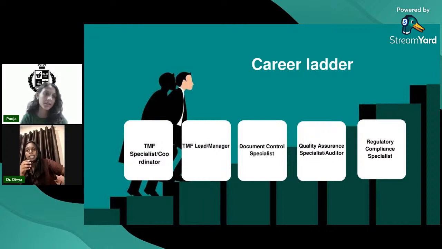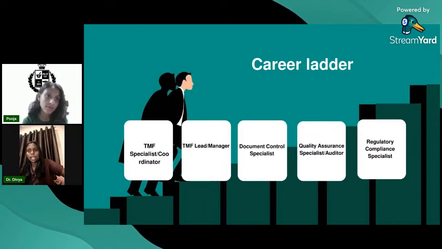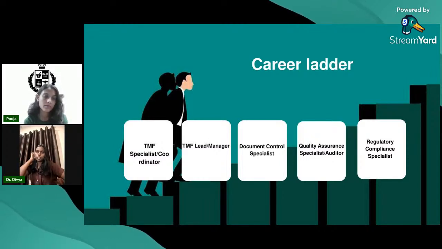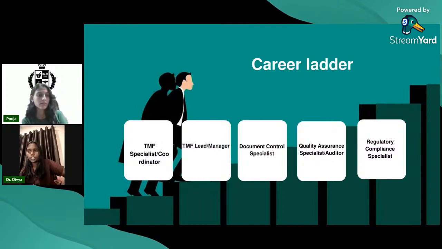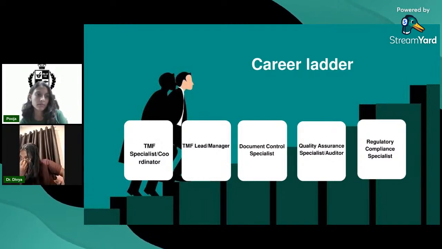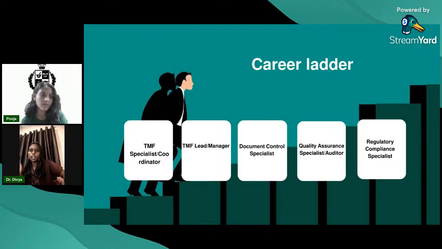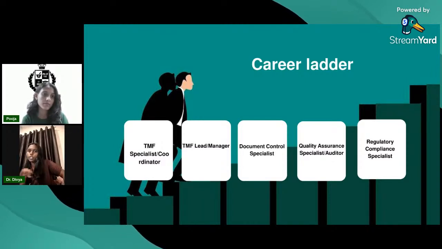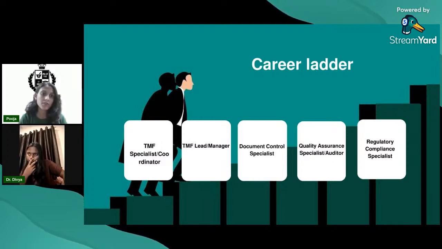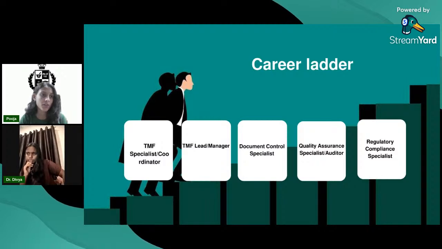Then there is trial master file lead or manager. There's a document control specialist, quality assurance specialist or auditor, and a regulatory compliance specialist. These last two are the supervisors who will ensure the data integrity, and they are actually a much higher post if you compare all the domains. So they also have very good pay. They will basically check whether all the documentation is proper or not.